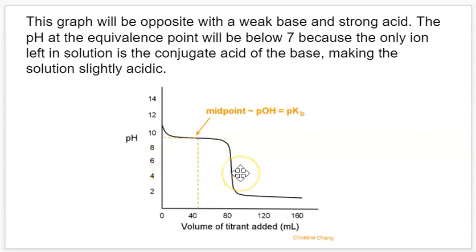So we can see, much like the last time, the equivalence point is not going to be at 7 when a weak acid or weak base is involved. In the case of the weak base, at this point, the only ion left in solution is the conjugate acid of the weak base, and that's going to do conjugate acid stuff. It's going to interact with the water molecules and make hydronium, aka hydrogen ions, and make the overall solution acidic instead of neutral.